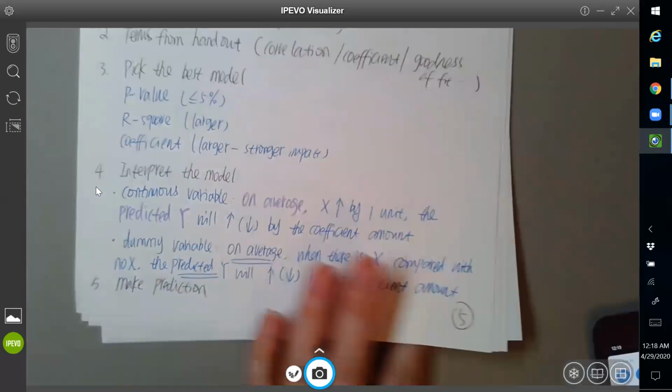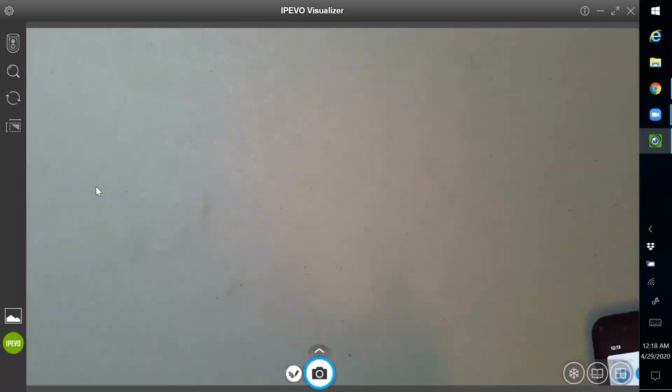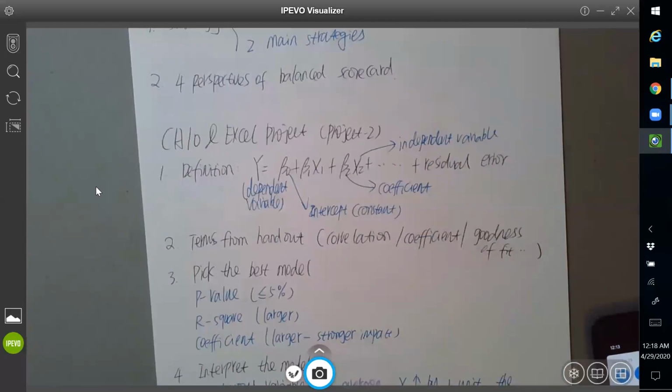Goodness. Almost done, last page. Chapter 12, talking about strategy and the balanced scorecard. I don't think there is any important calculation there. Mainly it's just the concept.